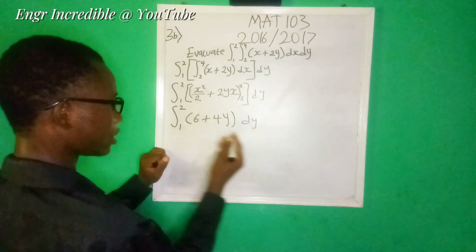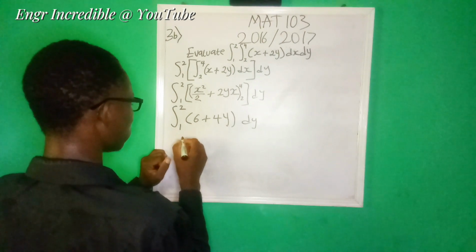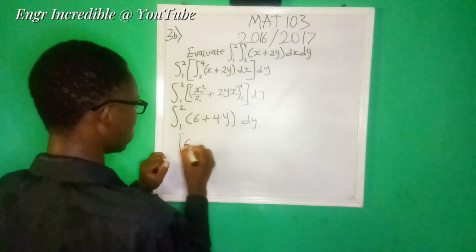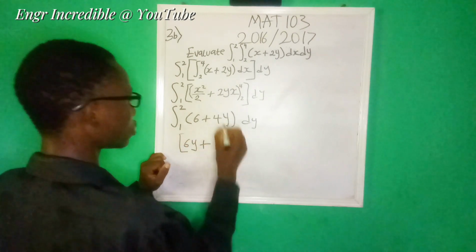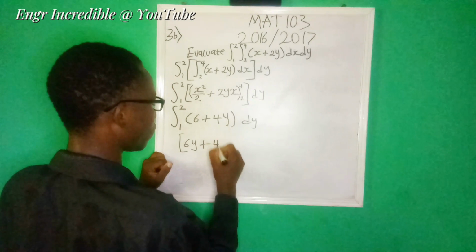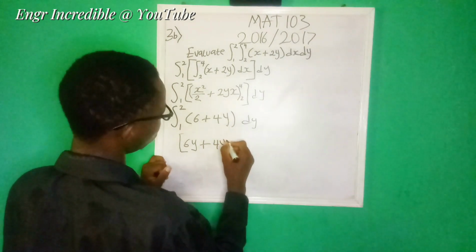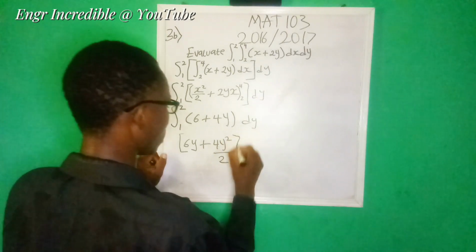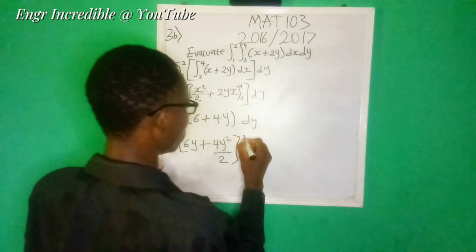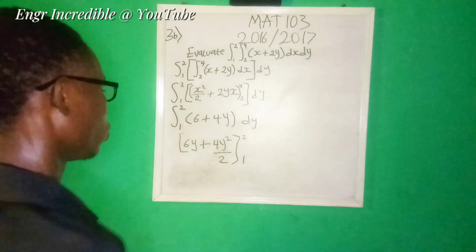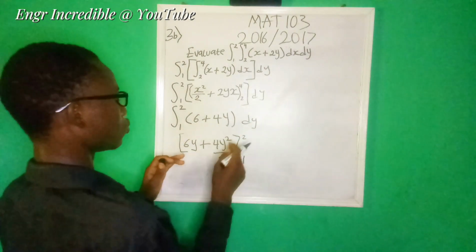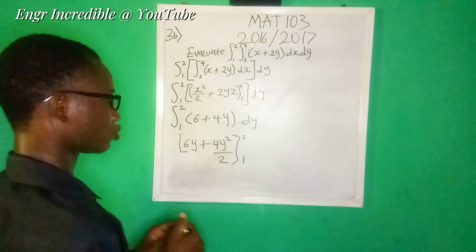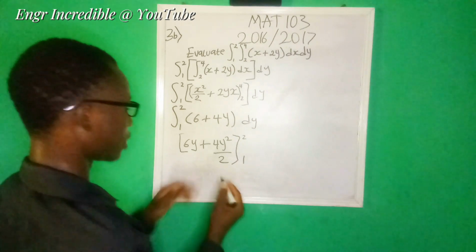First of all, we do our normal integration again. We have in brackets the integration of 6, which is 6y, plus the integration of 4y, which is 4y square all over 2, close bracket. Then we put our limits here, which are 2 and 1. So that means we take the value when y is equal to 2 minus the value when y is equal to 1. Now we can still simplify this.